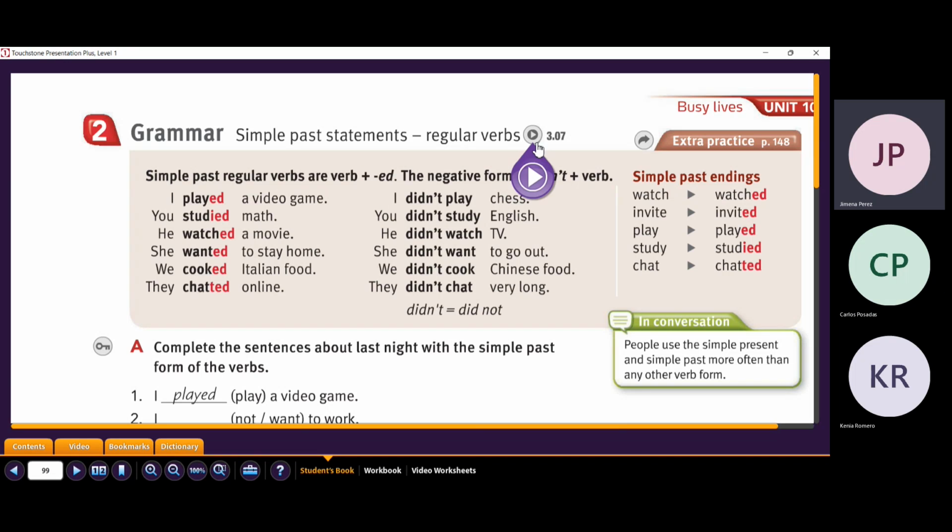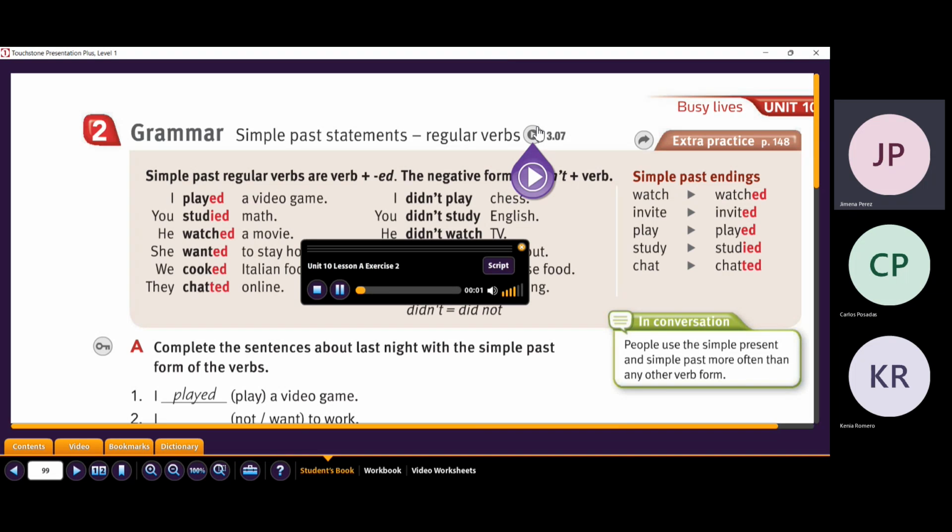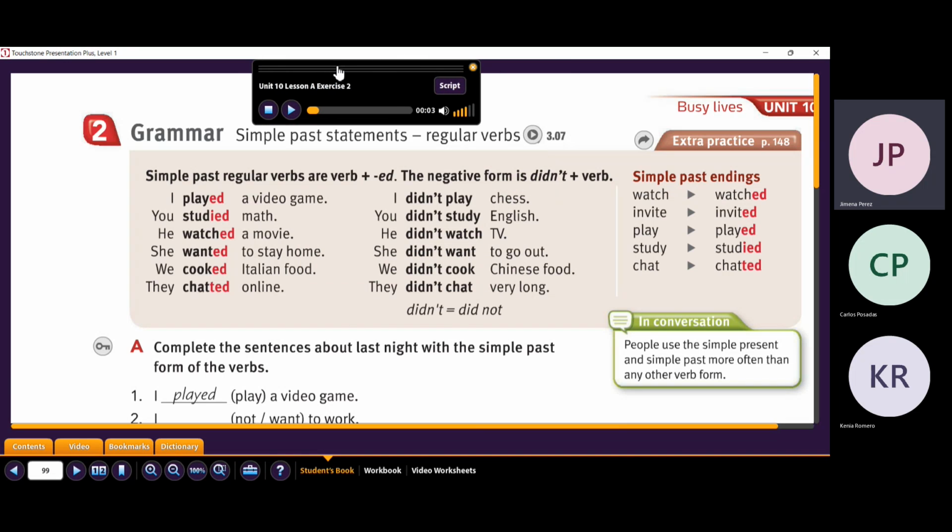Okay, give me a second. I need to share my Zoom here. But I think I'm going to use my headphones. Okay, give me a second. I'm connecting my headphones. Page 99, 2. Can you hear the listening?